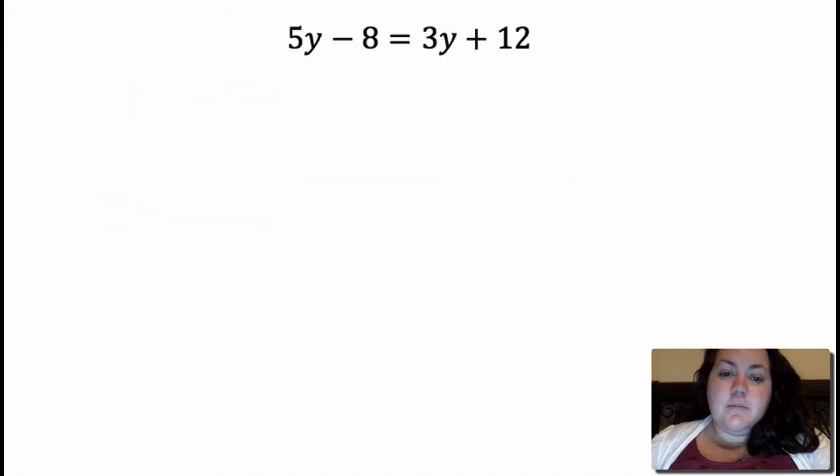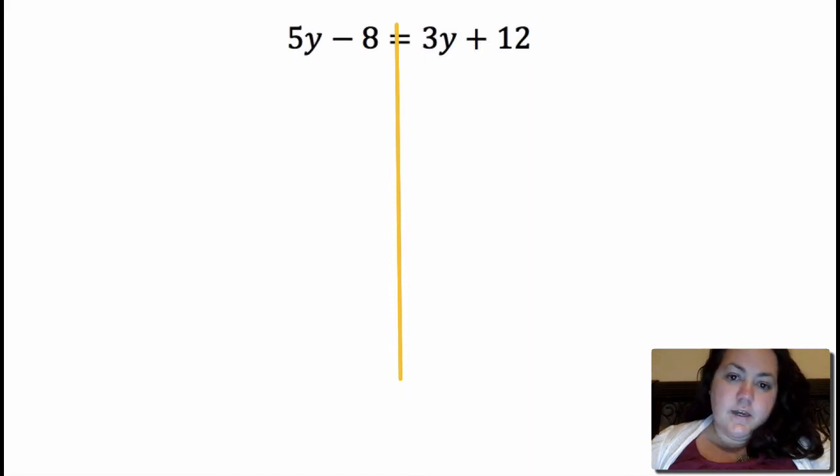All right, our first example, we have 5y minus 8 equals 3y plus 12. So I'm still going to separate the two halves of my equation. All right, there's nothing for me to distribute. There's nothing on the left side for me to combine, and there's nothing on the right side for me to combine. So I'm going to go ahead and just move one of my y terms to the other side. Now, I always like to pick the smaller one to move. So 3y is smaller, so I'm going to subtract 3y to both sides.